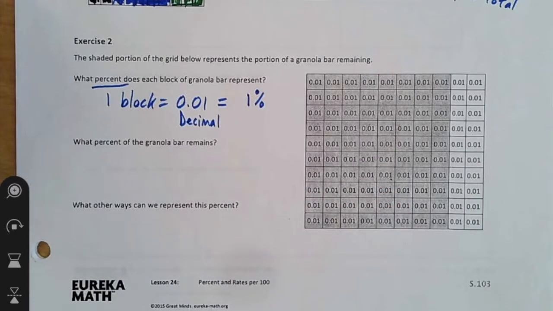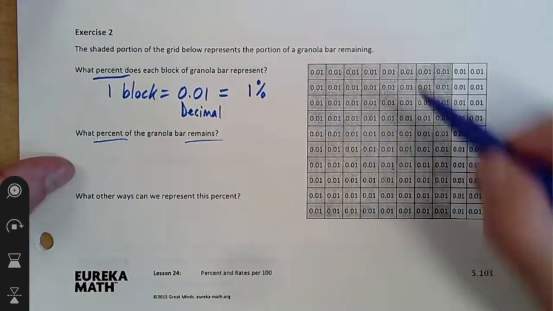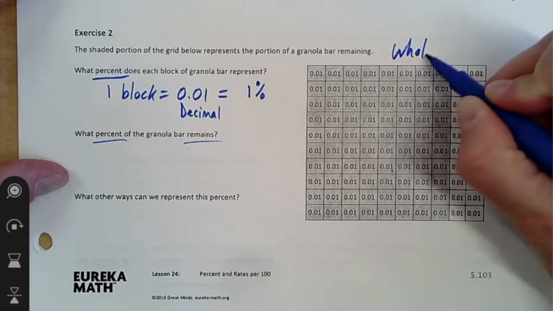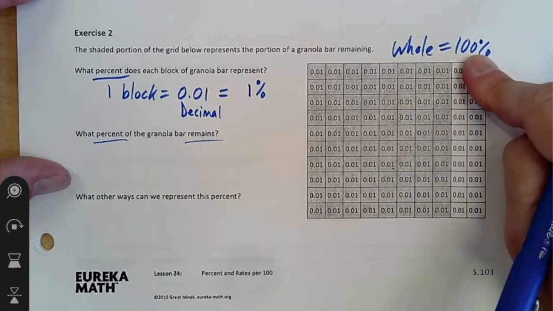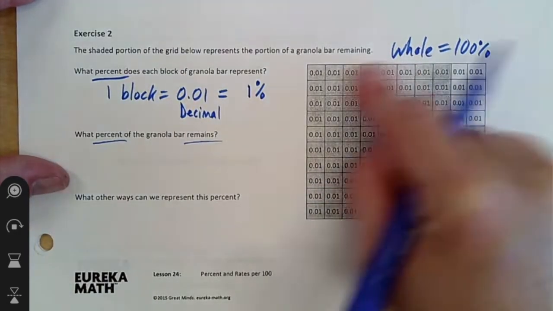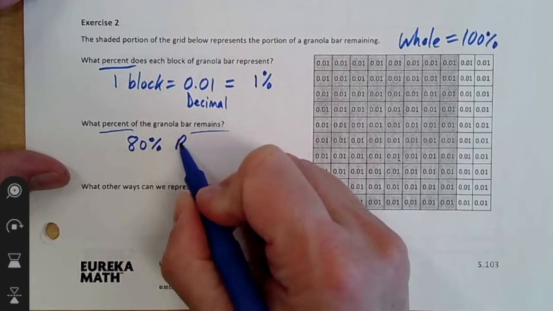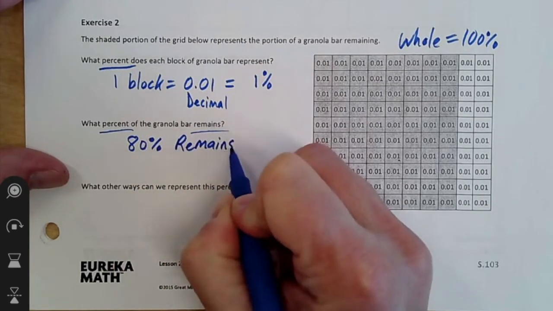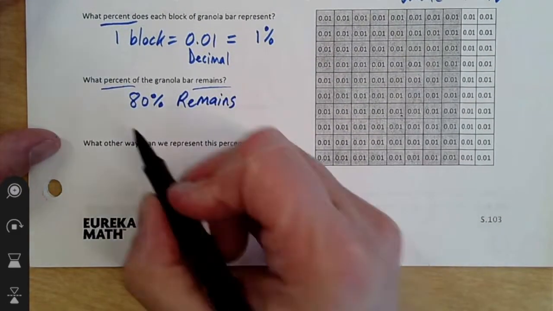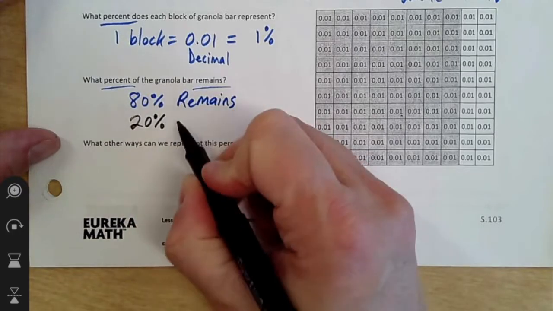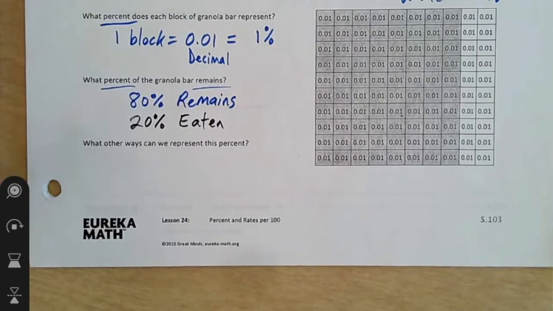So again, they asked what percent of the granola bar remains, okay? If 100% is the whole thing, that's all of this, and there's like 2 rows gone, to me that's 10, 20's gone. That leaves 80 that's left. So that means 80% is what remains. Let me move this up just a little bit. And then that means 20% would have been eaten. And 80 and 20, if you add those together, that gives you your 100%.